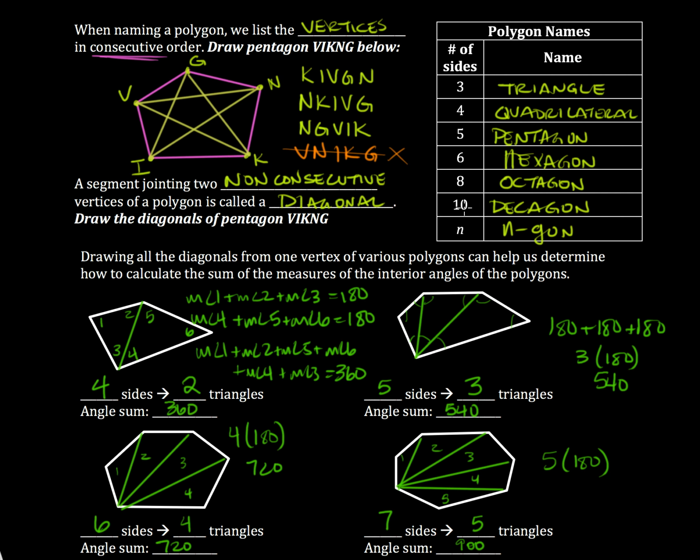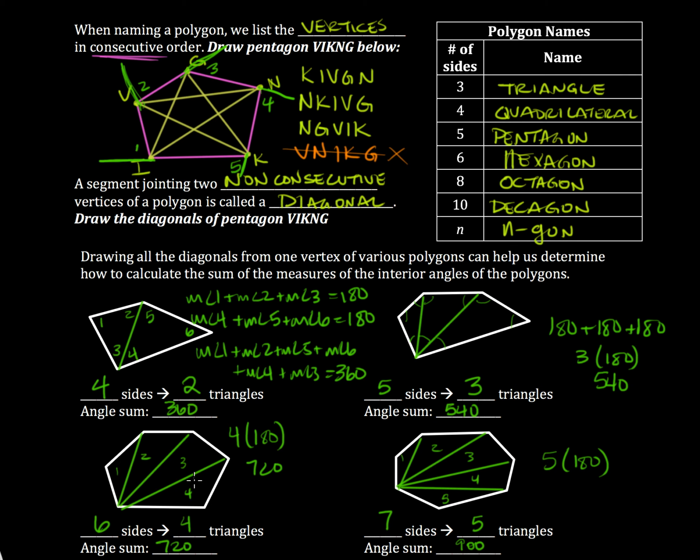Let's go back to this pentagon VIKNG. If I make an exterior angle right here, call that angle 1, and I make an exterior angle right here, call that angle 2, make one right here, call that angle 3, make one right here, call that angle 4, and one right here and call it angle 5. If I add angle 1 plus angle 2 plus angle 3 plus angle 4 plus angle 5, I'll get 360.